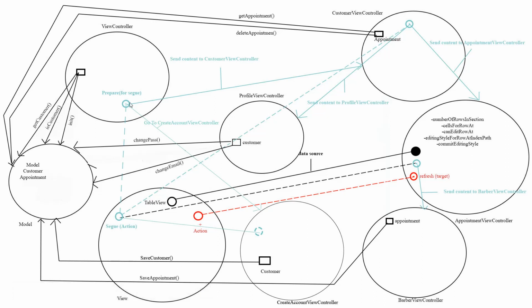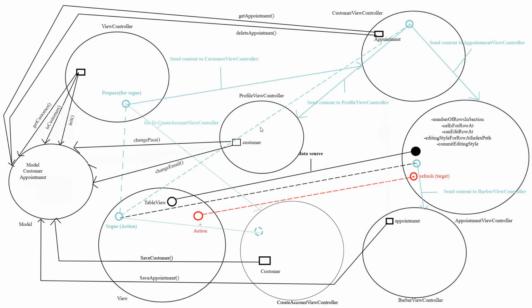And once you're in a customer view, similar options are available. You can go to 2 other views from here. You can go to both the appointment view or the profile view controller. If the customer goes to the profile view controller, the profile view controller is going to communicate with the model if it needs to change their email or change the password.